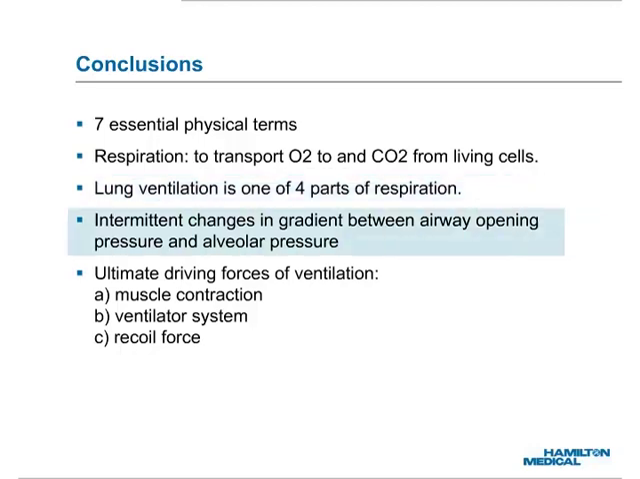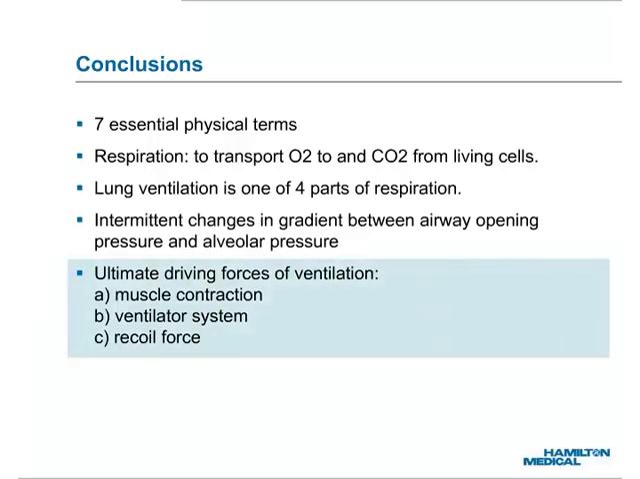Lung ventilation is realized by intermittent changes, naturally or artificially, in gradient between airway opening pressure, PAO, and alveolar pressure, PALV. The pressure gradients may be generated with 3 driving forces. This means respiratory muscle contraction, a ventilator system, and elastic recoil force of lungs and chest wall.